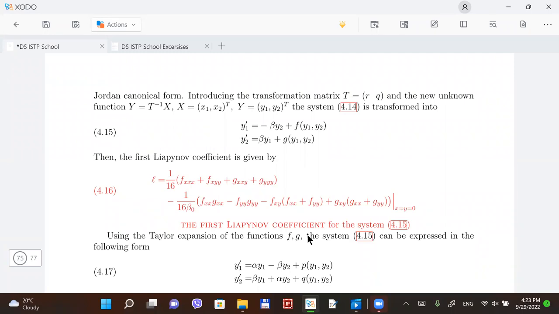The matrix of the system, from this system, is 0, 0, minus beta, beta. Which means that we have a center, yeah? Imaginary eigenvalues, real part is 0. So you will always put the system in this form if the Hopf bifurcation occurs. And after that, you just compute the partial derivatives of this one, mostly up to the third order. Apply this formula. Of course, all the values are at the origin, as the fixed point. So x and y are equal to 0.